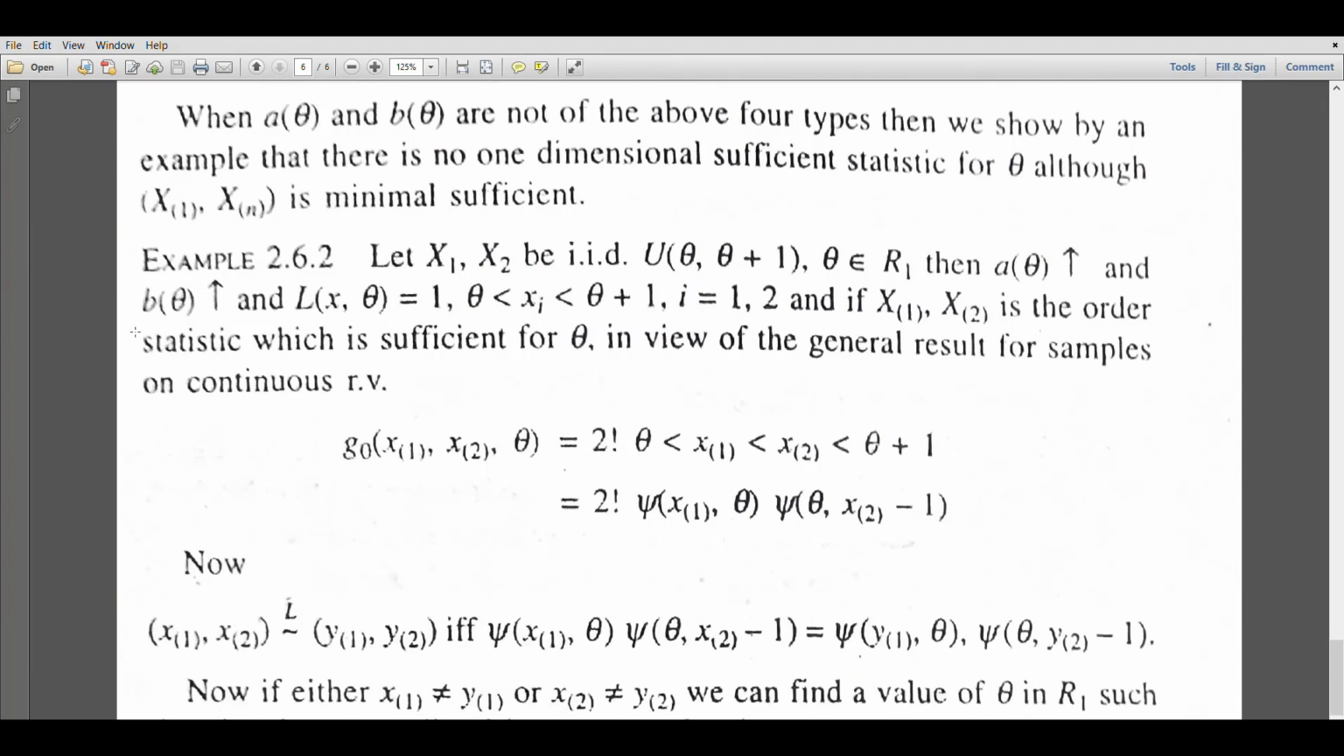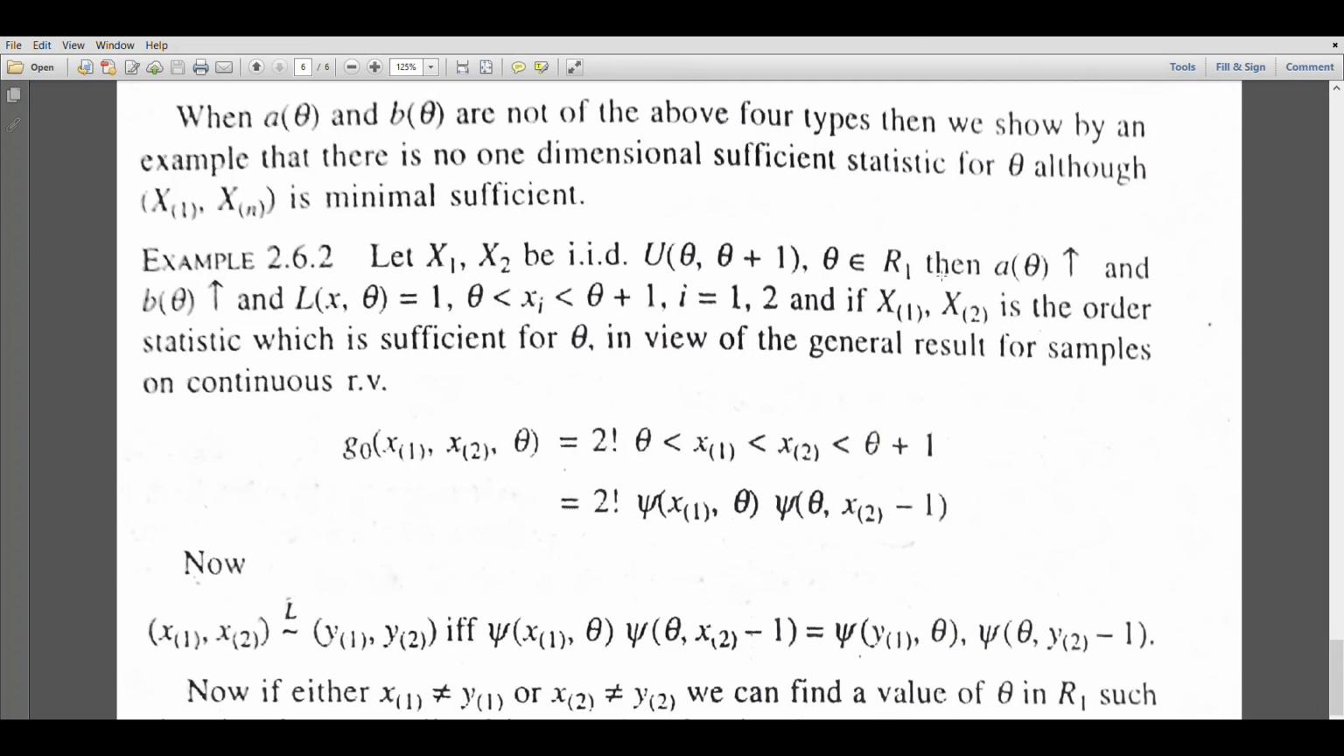In the next example, you can see x1 comma x2 are IID from uniform theta comma theta plus 1. This is an important result, and here you can see both the lower limit and upper limit increase. So here the density function for uniform theta comma theta plus 1 will be 1. So the likelihood function is again equal to 1 with theta less than xi less than theta plus 1, where i equals 1 comma 2.